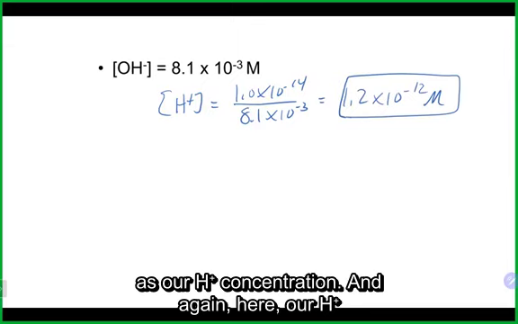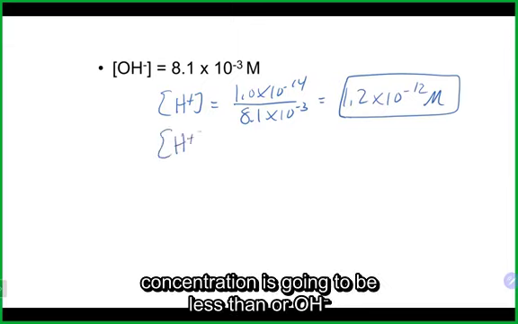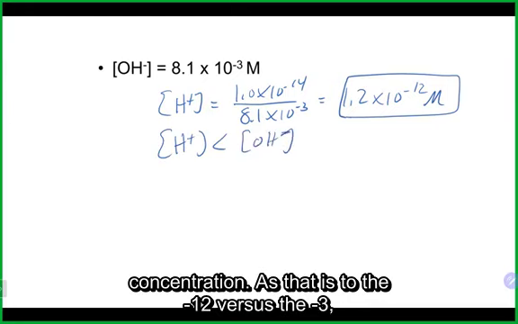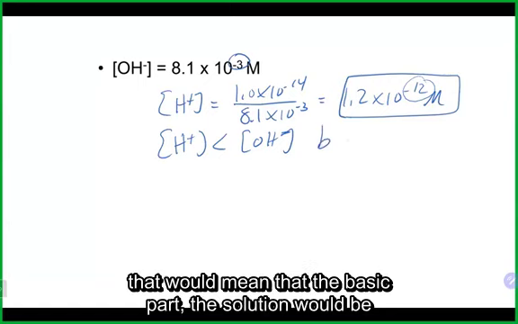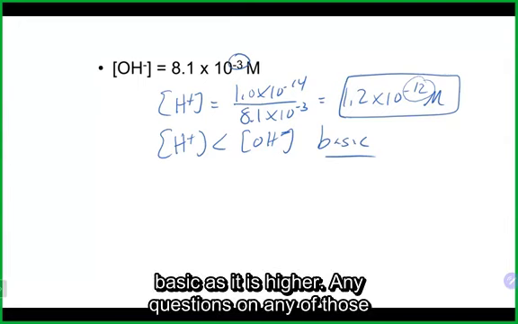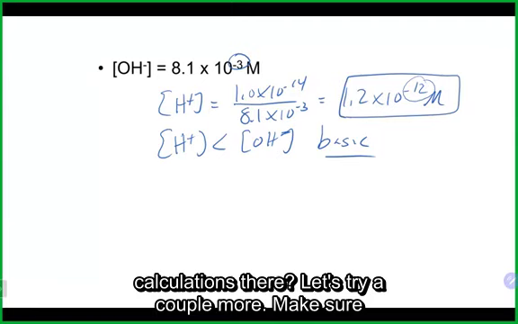And again here, our H plus concentration is going to be less than our OH minus concentration, as that is to the minus 12 versus the minus 3. That would mean the basic part is higher, so the solution would be basic. Any questions on any of those calculations there?